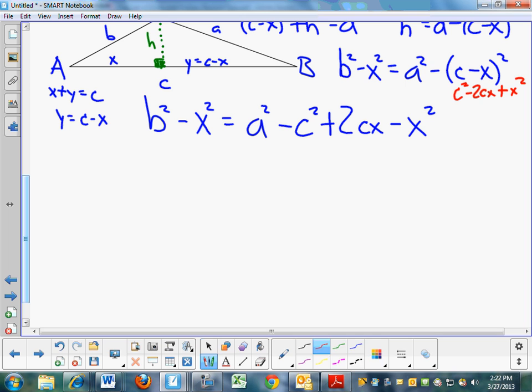All right. We're almost there. What do you notice? What do you see? X squareds? Yeah, you could add an x squared to both sides, couldn't you? If you do that, they go away.